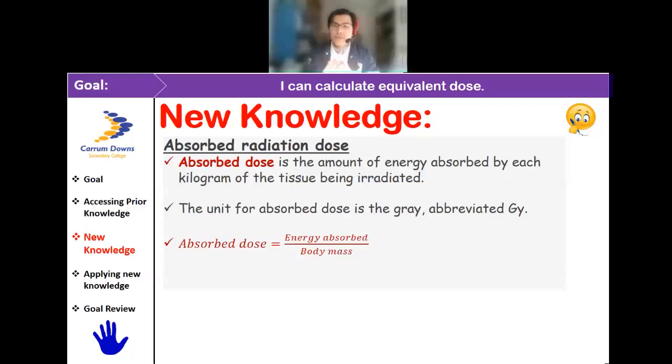My absorbed dose is going to be different to a person who weighs 60 kilograms. It's going to be different to a person who weighs 50 kilograms. Because my body mass is 70, higher than 60, higher than 50, I can take a bit more dose, so my absorbed dose is not going to be high in comparison to a person who may weigh 50 kilograms. They would have a higher absorbed dose.